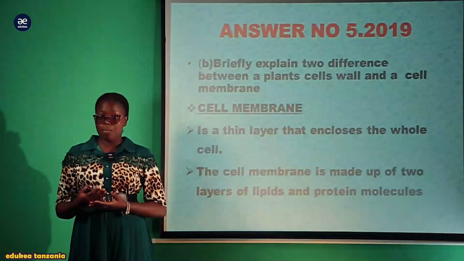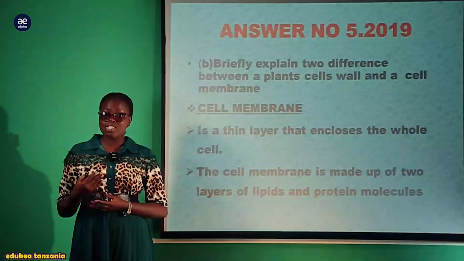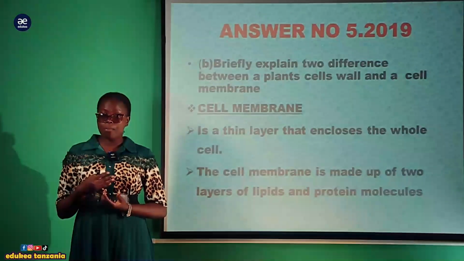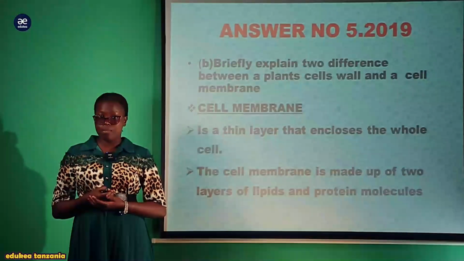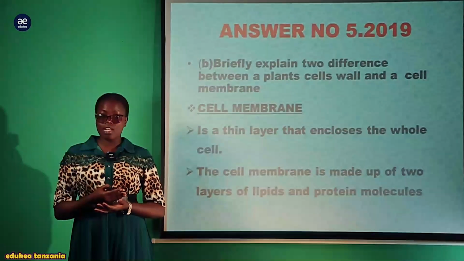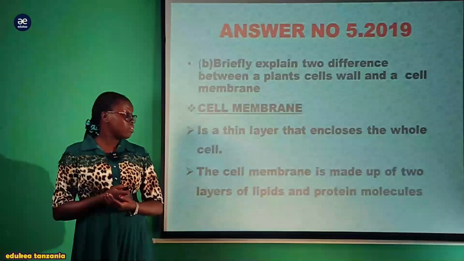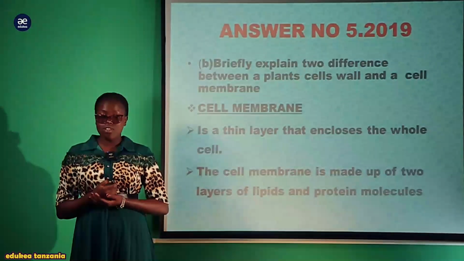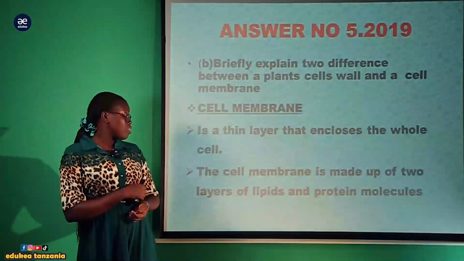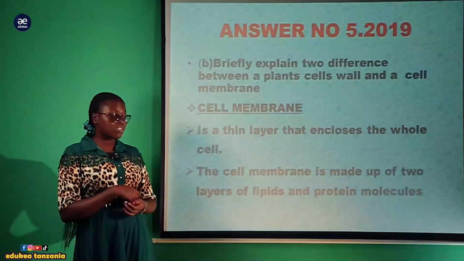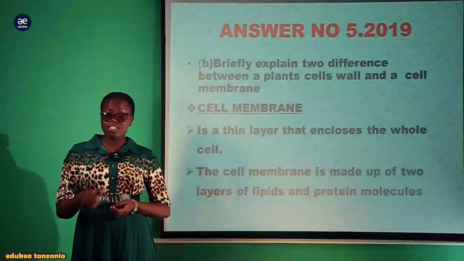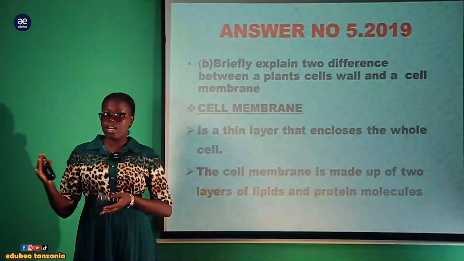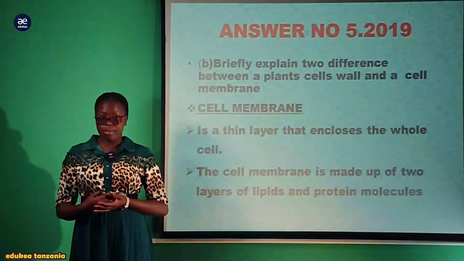So the cell wall is found within the plant cell, while the animal cell does not possess a cell wall, and instead has the cell membrane. But the cell membrane is found in both plant and animal cells. So what are the differences between the cell wall and the cell membrane? First of all, let us be familiar with what the cell membrane is so that you can give the difference. The cell membrane is a thin layer that encloses the whole cell, the first and thinnest layer that encloses all the content of the cell, so as to separate the inner content of the cell from the outer one. This is known as the cell membrane.